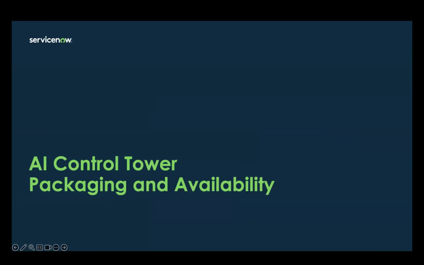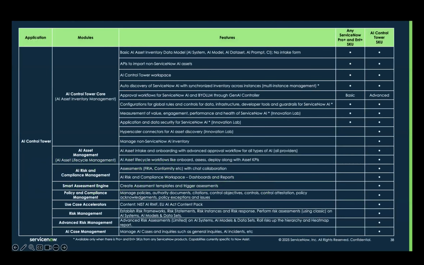I quickly want to talk about packaging and availability. For this section, I'm not putting any pricing in here. I just wanted to give people an understanding that there is a separate SKU for AICT. Always talk to your ServiceNow representatives or your partner representatives, who in turn will speak to a ServiceNow representative, to make sure you've got the right information when it comes to licensing and how that works. But I did want to show that there is an AI Control Tower SKU.